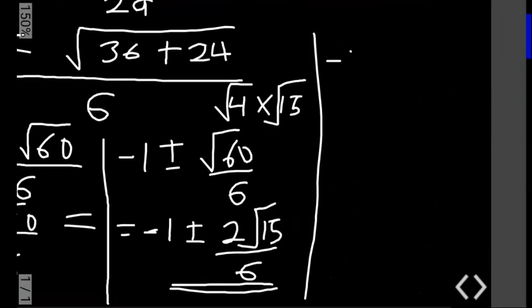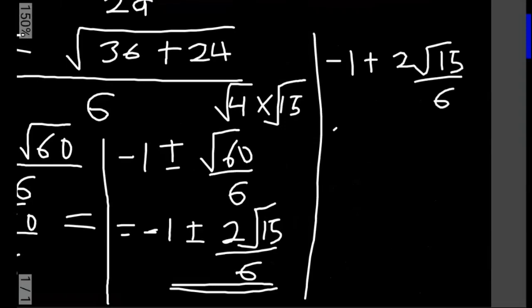Minus 1 plus 2 root 15 over 6, or minus 1 minus 2 root 15 over 6. So these are the two roots of the equation.